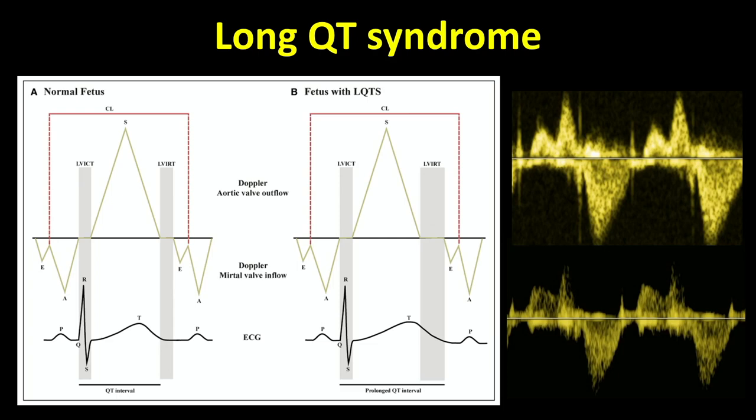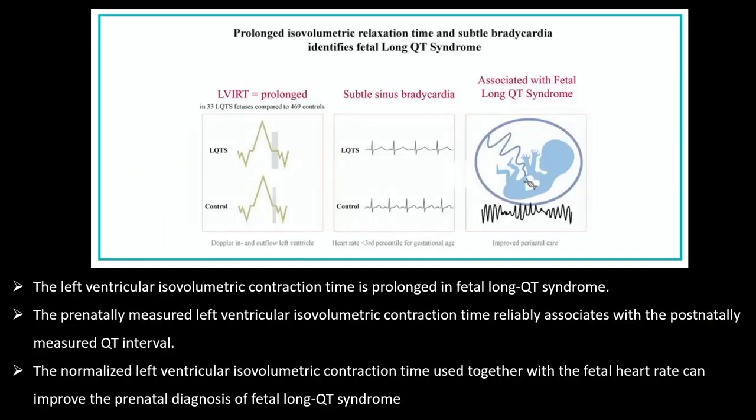On the tracing, we also can look at the time after the closure of the aortic valve and before the opening of the mitral valve. So this is the isovolumetric relaxation time, and here you can see that that time is significantly prolonged in patients with long QT syndrome.